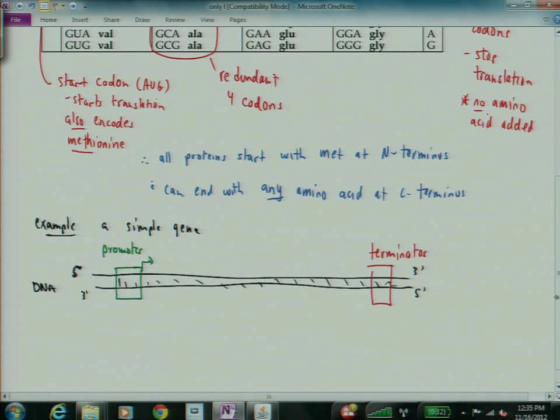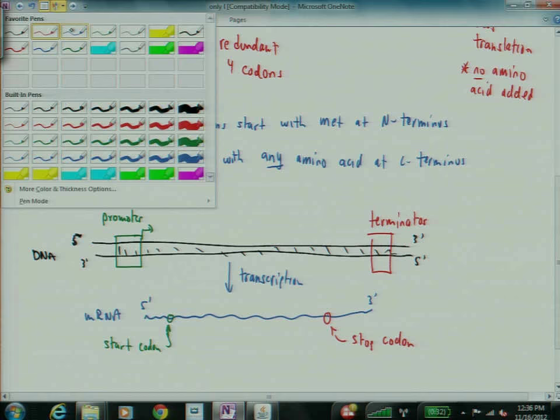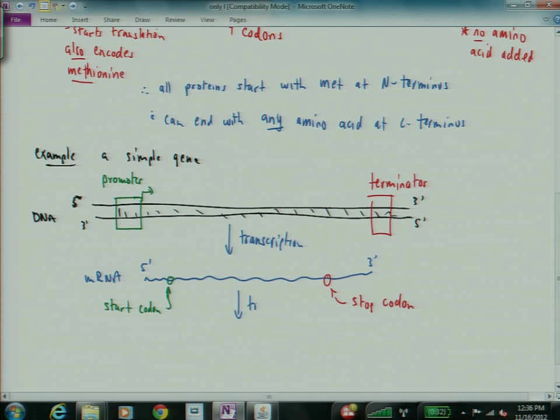5 prime, 3 prime. This is the mRNA, as it would have been shown in the gene, and that also has somewhere along here a start codon, which is not the same sequence as a promoter, and a stop codon down here, which is not the same sequence as a terminator. And then the next step, I'm out of cool colors, I guess I'll just use blue. Translation makes a protein. And it's shorter because it was one amino acid for every 3 nucleotides in the RNA. So that's your basic cartoon of how the gene does its thing.